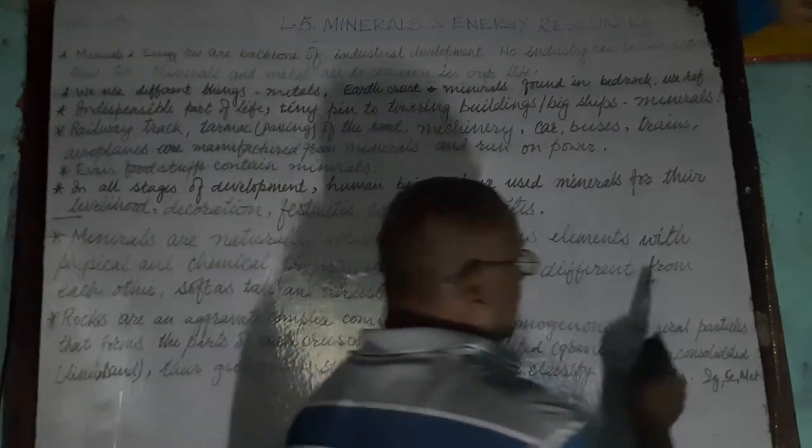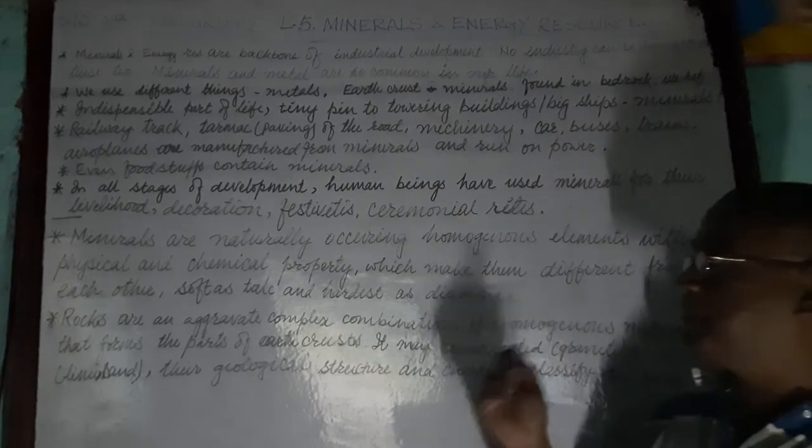Minerals are naturally occurring homogeneous substances, elements, which are found in nature. It occurs naturally, and it is a homogeneous element with physical and chemical properties. These physical and chemical properties make them different from each other. So it may be as soft as talcum powder, and it may be the hardest on earth, like diamond. Diamond is also a mineral, while talcum powder is also made from a mineral. So this is very, very important.